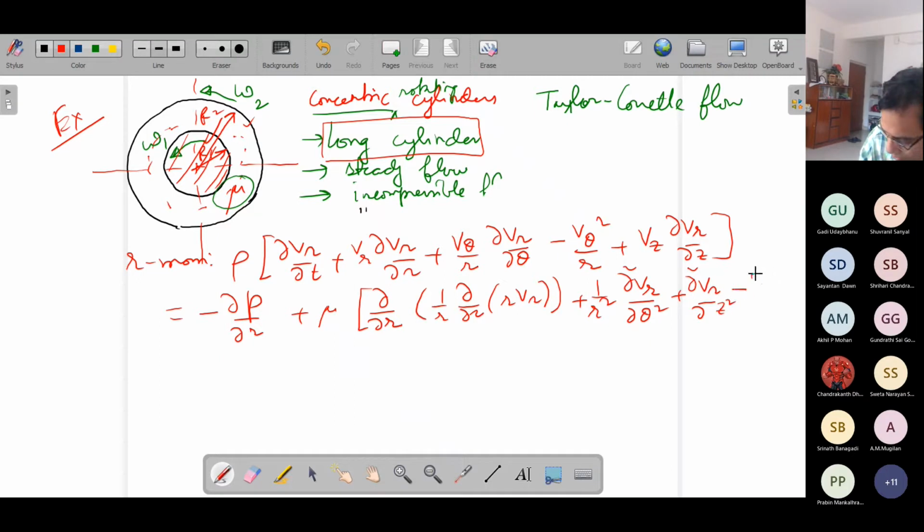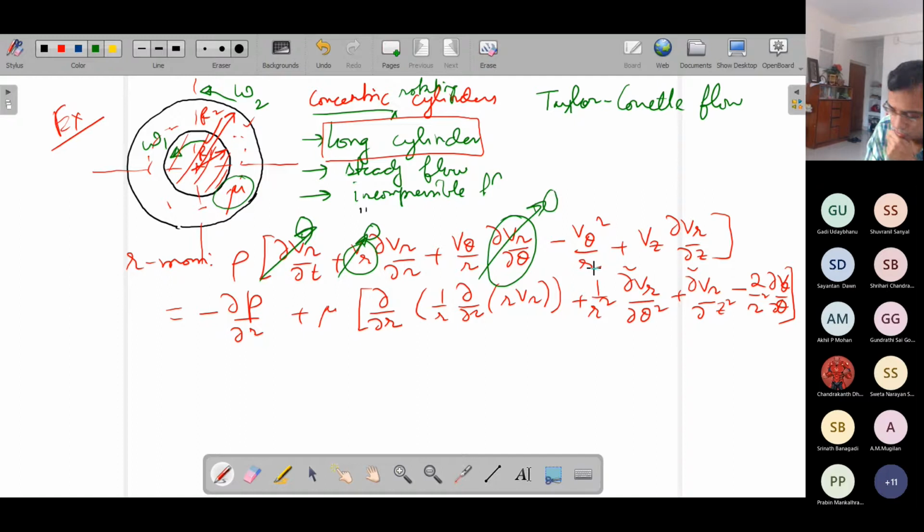So I'm just writing these terms, exactly what we wrote for the pipe flow. The equation doesn't change, only the simplification will change. If we now simplify, first of all, steady flow will make this 0. VR is equal to 0, that we have just found out, so anyway, this is 0.